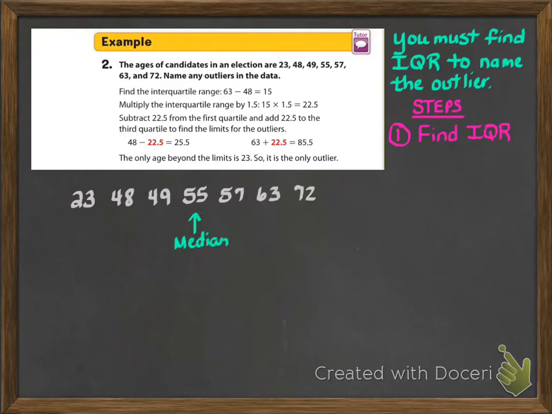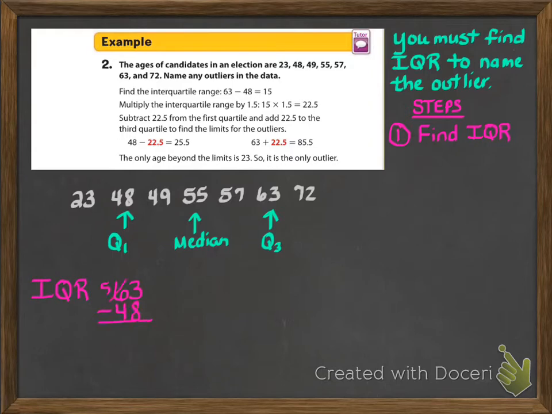So now that I've got my numbers in order, I'm going to go ahead and find my median, and that is smack dab in the middle, that's 55. Now I need to find my quartile 1 and quartile 3. Remember, our quartiles are basically the medians of those halves. So quartile 1 is the median number of the first half of my numbers, and that happens to be 48. And quartile 3 is the median of the second half of my numbers, which happens to be 63. So it's very clear cut on this example.